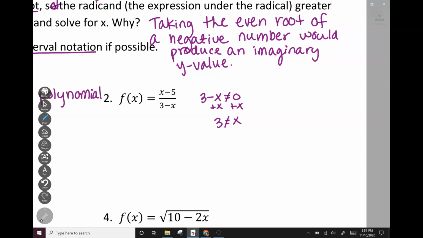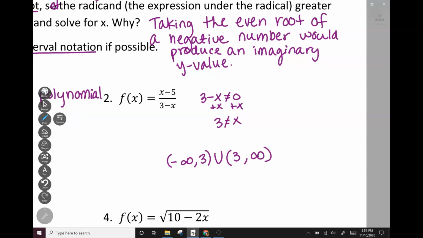So let's write that in interval notation. It can be anything, so negative infinity all the way up to 3. Parentheses, because we cannot include the 3. Parentheses, start at 3 again and go to infinity.